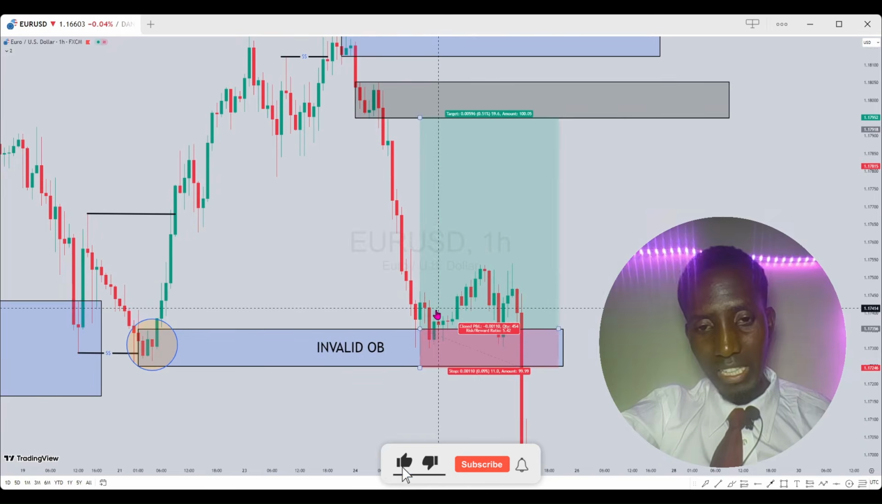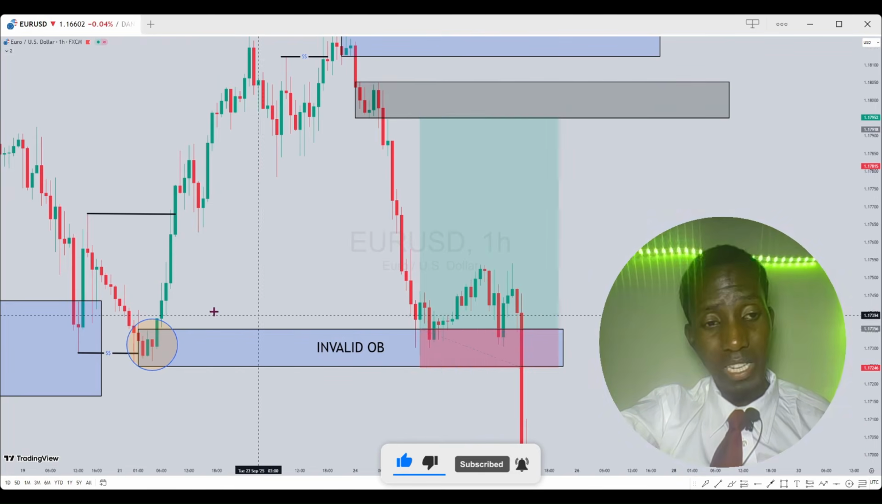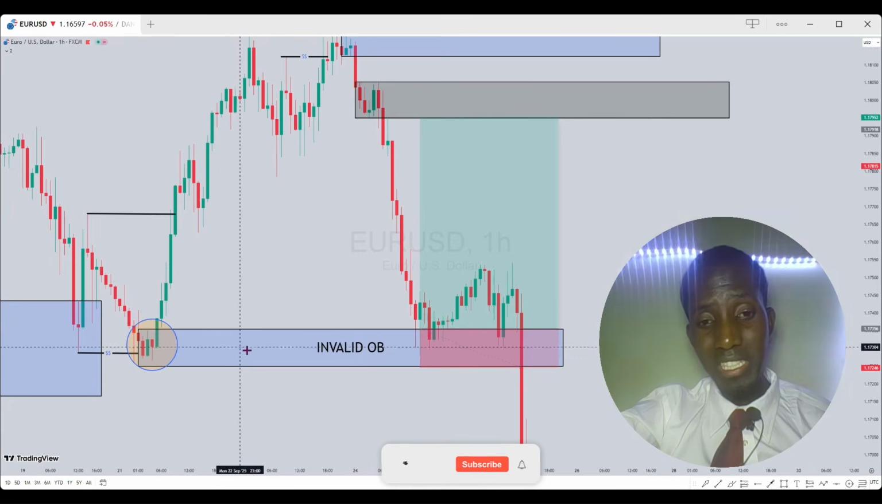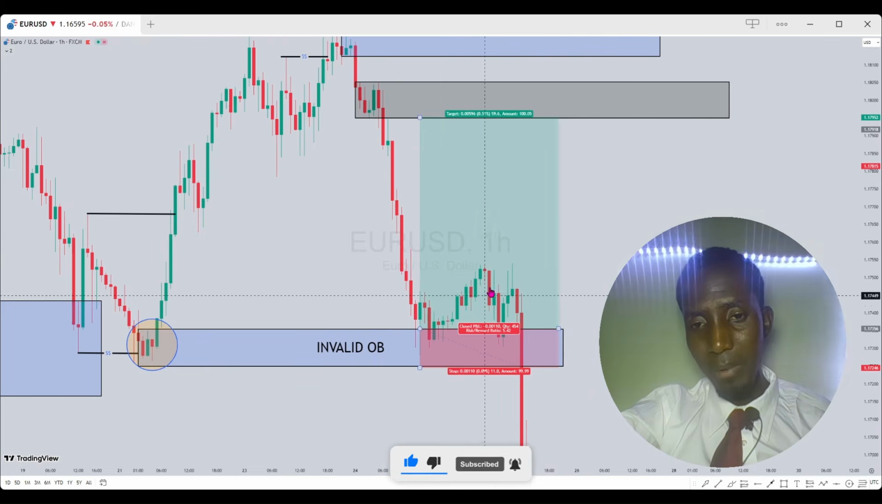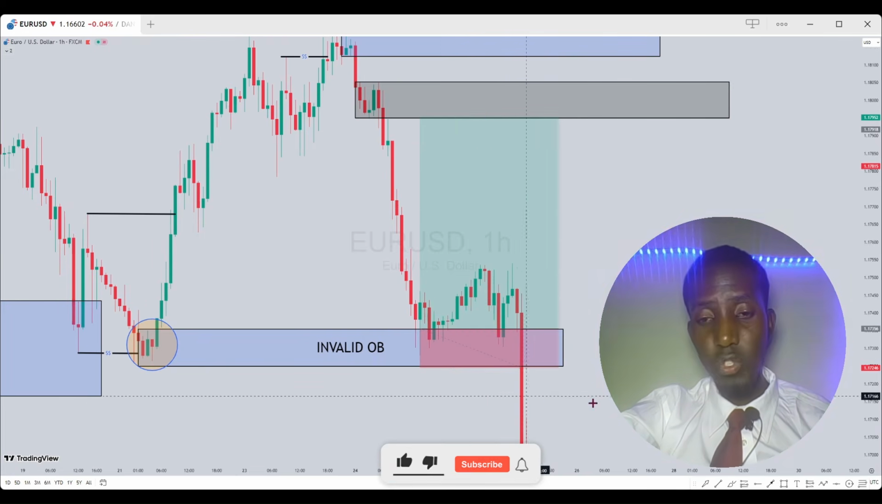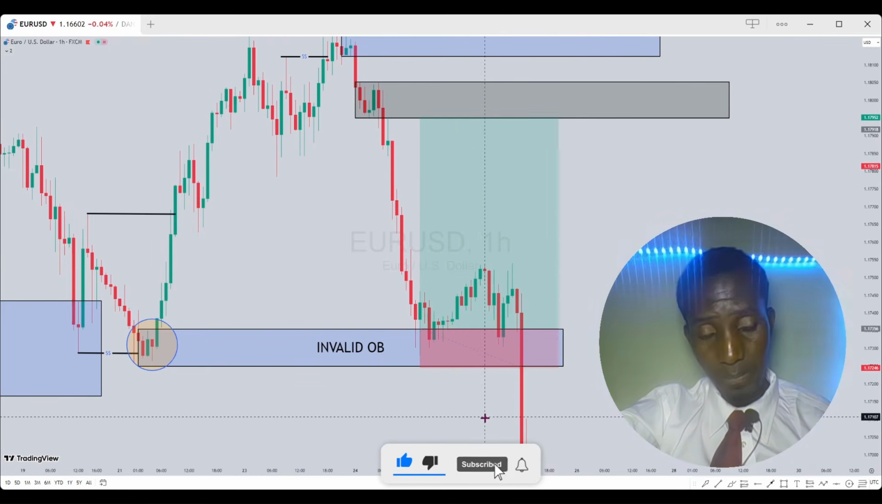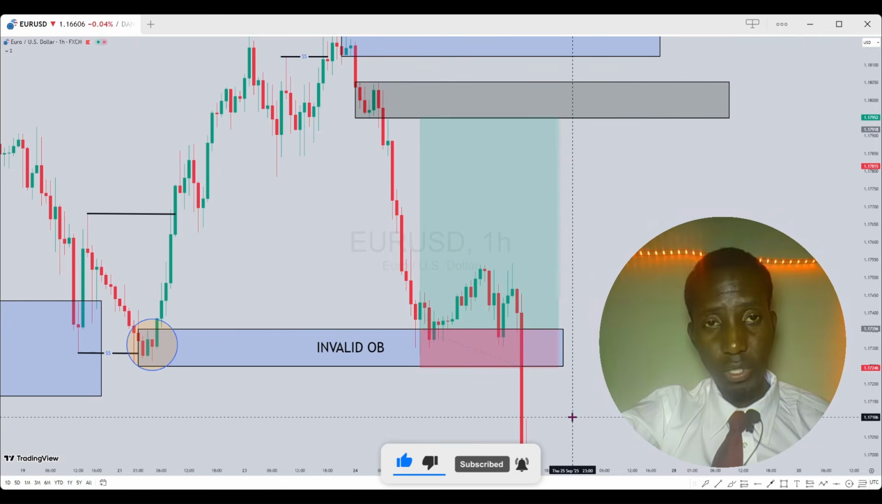change character, and then you've already entered your entry from here, but price will not respect this order block because it is invalid. It will not respect this zone. This zone becomes an invalid order block. As you can see, price moves up a little bit, but later it moved down and swept the stop loss. So this is called an invalid order block.